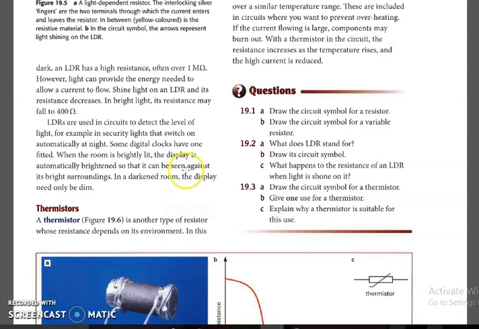So when the room is brightly lit, the display is automatically brightened so that it can be seen against its bright surroundings. In a darkened room, the display need only be dim.